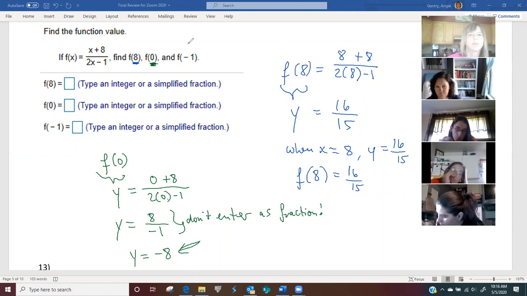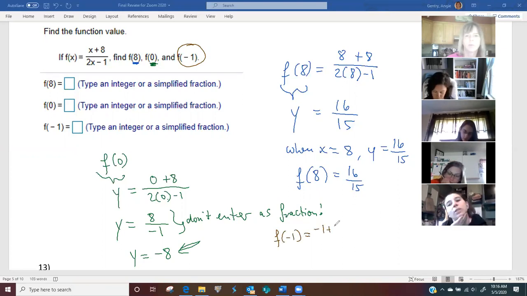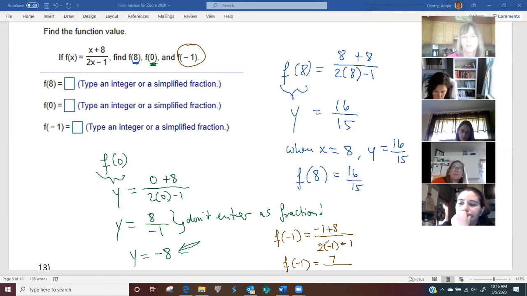And then the last one is f of -1. Really, I could let you do this one by yourself. f of -1 is -1 plus 8 all over 2 times -1 minus 1. -1 plus 8 is 7. 2 times -1 is -2, and -2 minus 1 is -3. The computer will want that negative in the front or in the bottom, and simplified improper fractions, not mixed numbers.